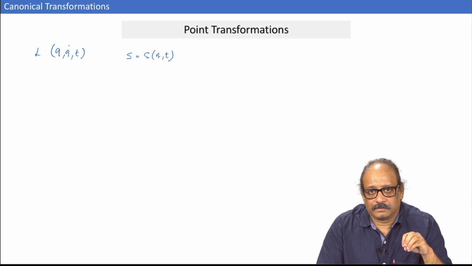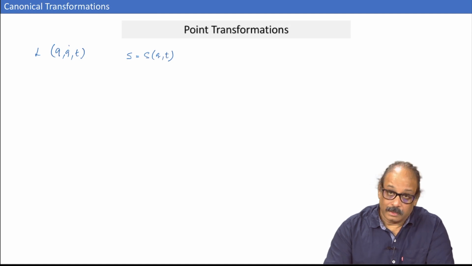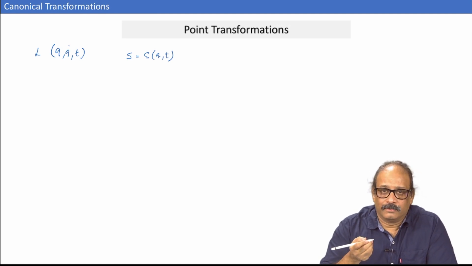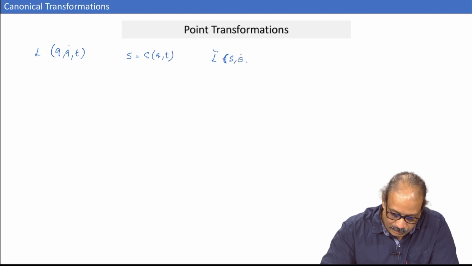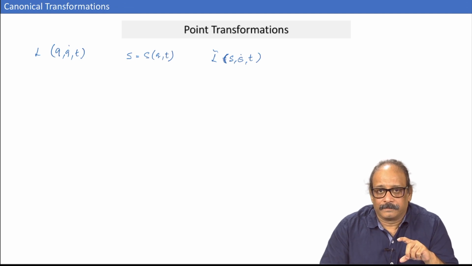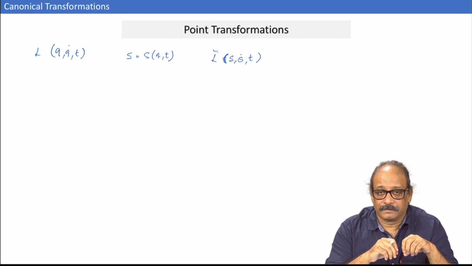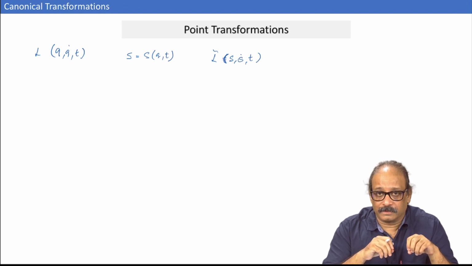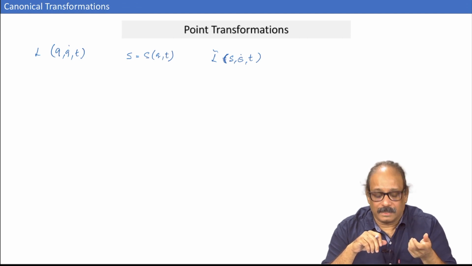So, it is a transformation from q to s, and the transformation itself is probably time dependent. Now, in this case we know how to construct the new Lagrangian. The new Lagrangian L tilde is written in terms of the coordinates s, s dot and t, and remember L tilde is actually the same as L. That means the value of the Lagrangian at a point in the configuration space and for a given velocity is exactly the same. All that is happening is the coordinates of that point are changing.